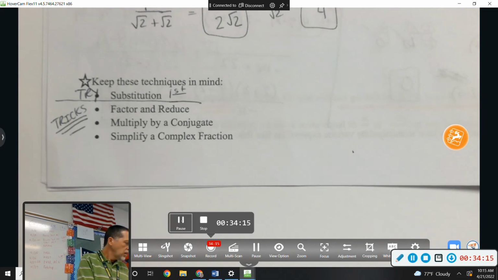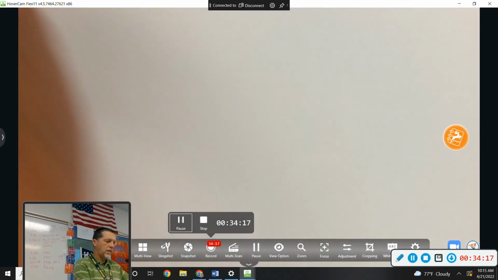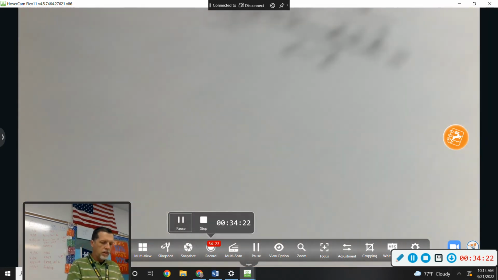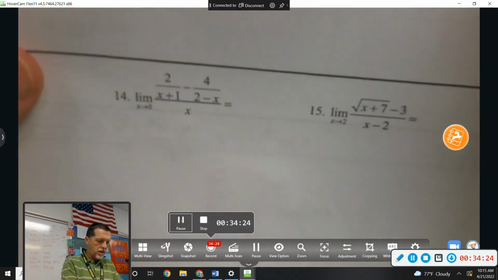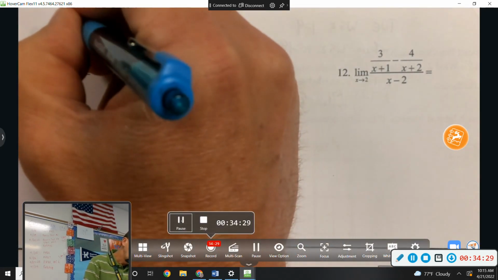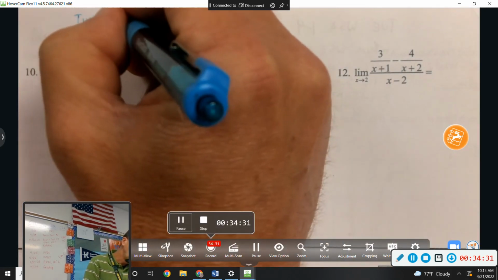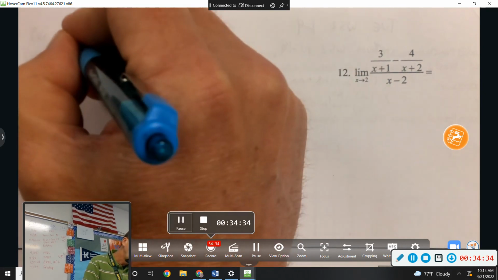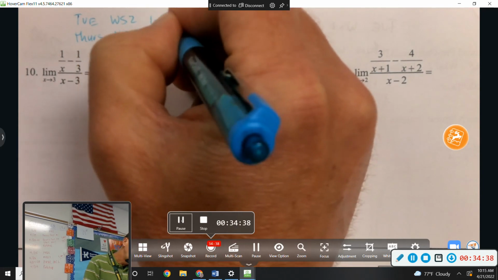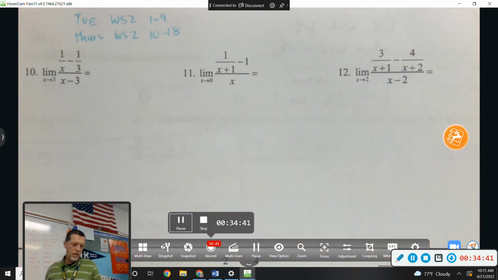All right, so today's assignment is the back half of worksheet 2, 10 through 18. So again, Tuesday's assignment was worksheet 2, 1 through 9. Thursday's assignment is worksheet 2, 10 through 18. Answers are posted. If your algebra skills are where they're supposed to be, you can definitely finish this before you leave.